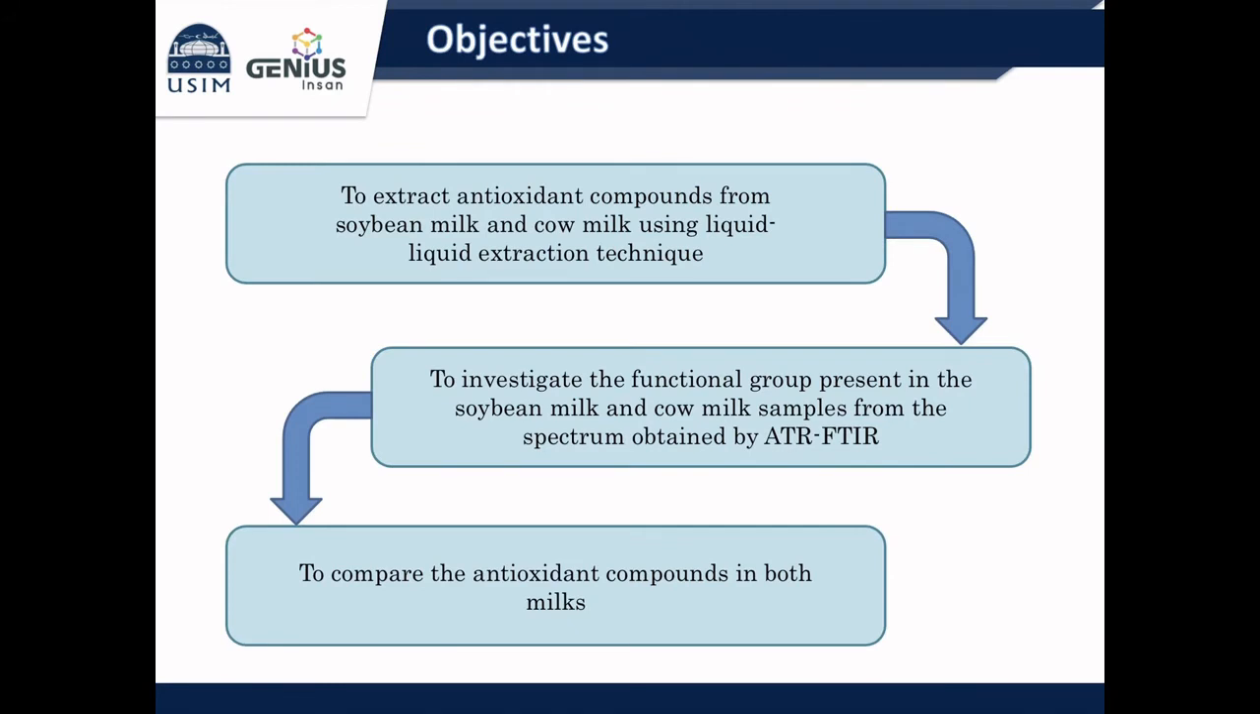There are three main objectives for this research. Firstly, to extract antioxidant compounds from soybean milk and cow milk using the liquid-liquid extraction technique. Secondly, to investigate the functional groups present in the soybean milk and cow milk samples from the spectrum obtained by attenuated total reflectance Fourier transform infrared. And lastly, this research was carried out to compare the antioxidant compounds in both milks.